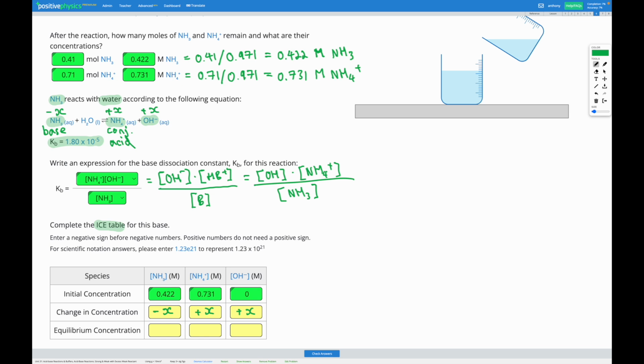To get our equilibrium concentration, we just add the initial and the change. So that's going to be 0.422 minus X for NH3. It's going to be 0.731 plus X for NH4 plus, and it's going to be 0 plus X, which is just X for OH minus. However, we are going to be using the small x approximation here.